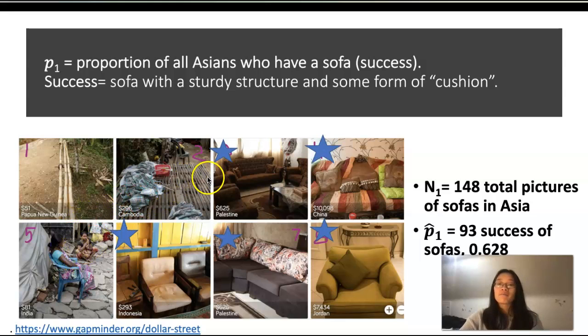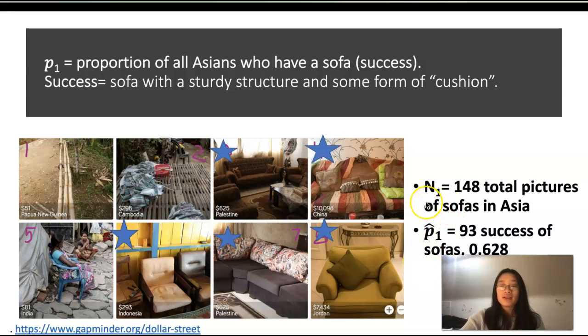But the successes are the ones that have stars on them. You can see that there is a sturdy structure, it looks like a sofa, and there's some form of cushion, like pillows and cushions.